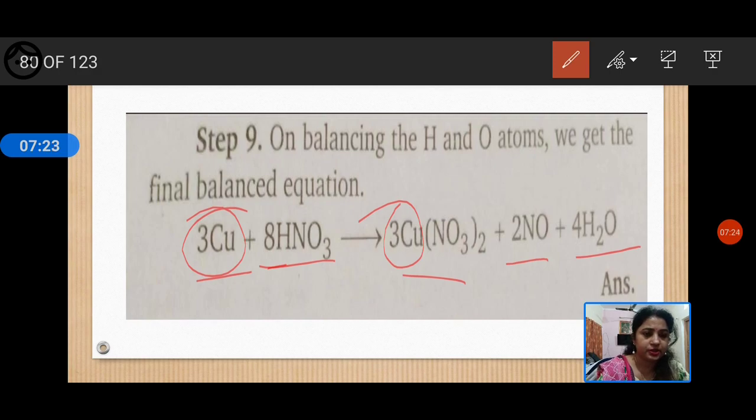First we will see all the elements except hydrogen and oxygen. 8 nitrogen, 3 2s are 6 and 2. Nitrogen is also balanced. Now see hydrogen: 8 hydrogen, 4 2s are 8 hydrogen.